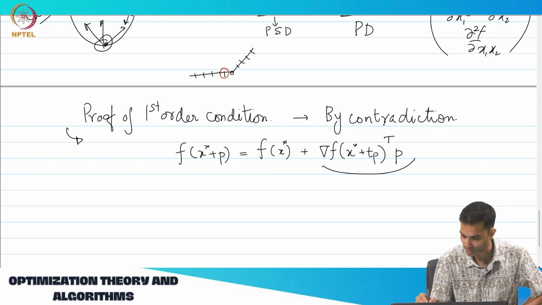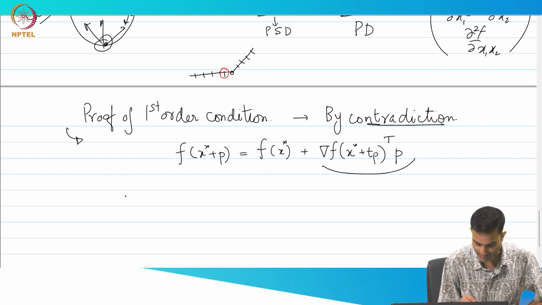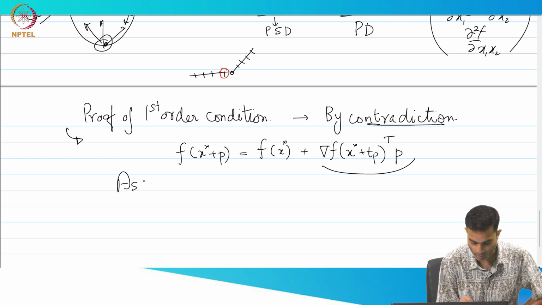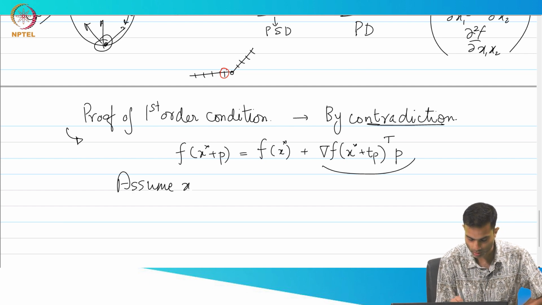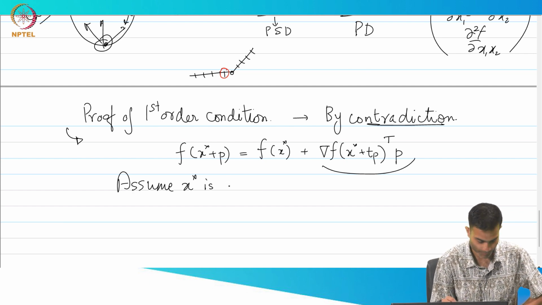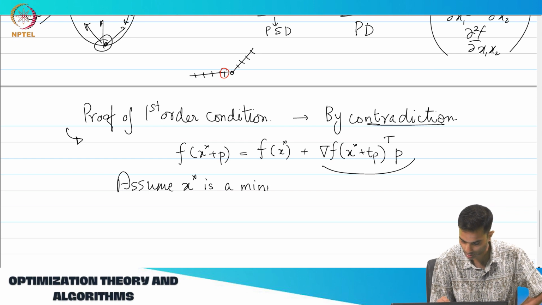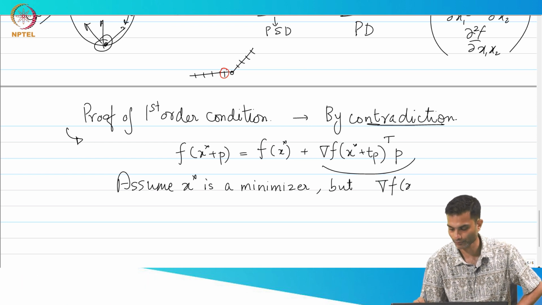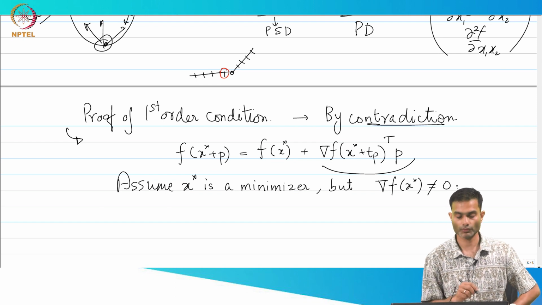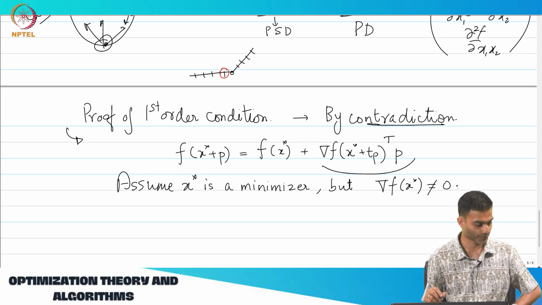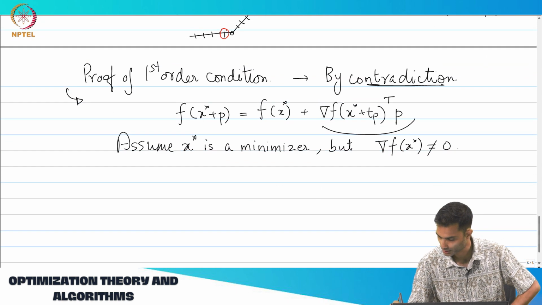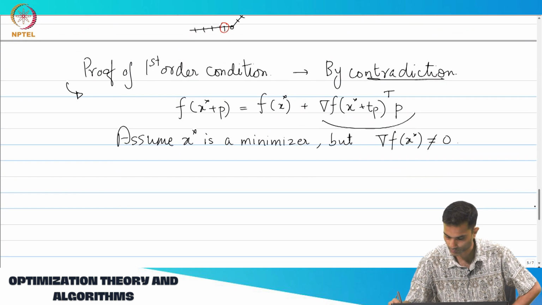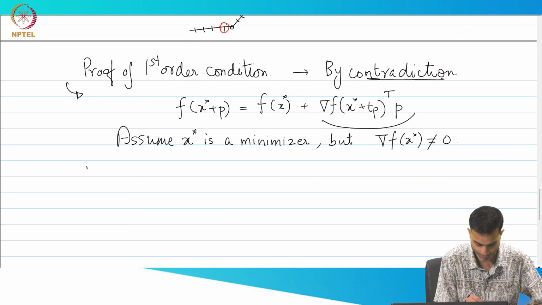So what is the contradiction that we'll assume? Assume x star is a minimizer, but grad of f at this point is not 0. This is the contradiction that we are going to assume. Let's go step by step to see what soup this contradiction lands us in.